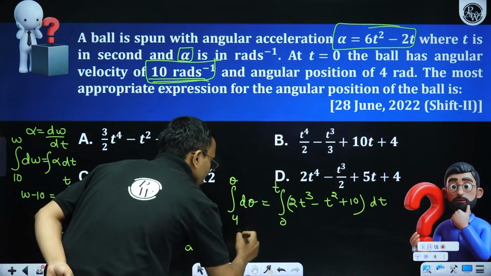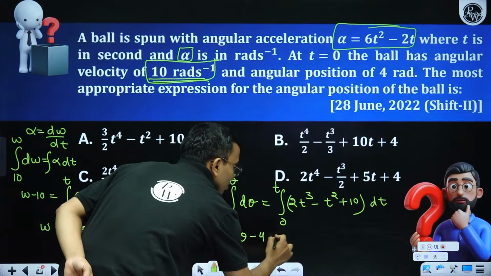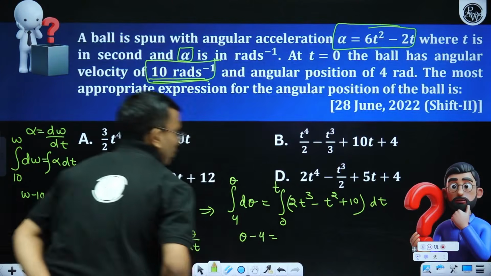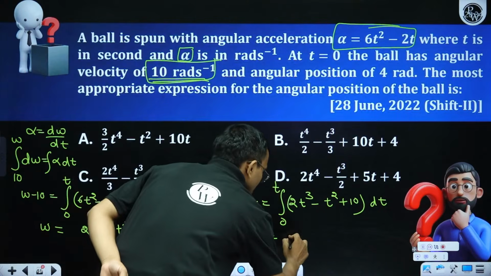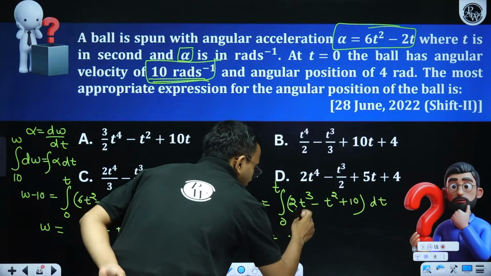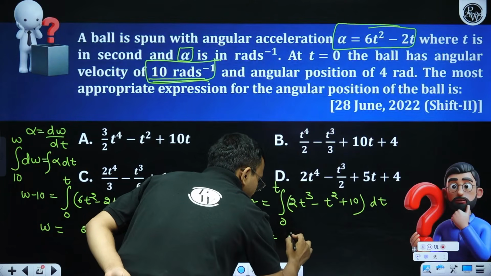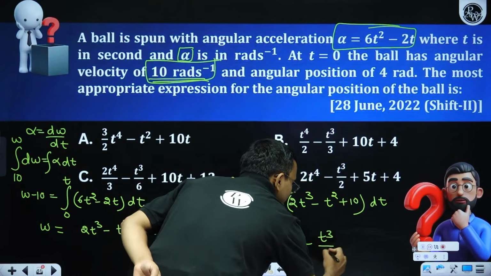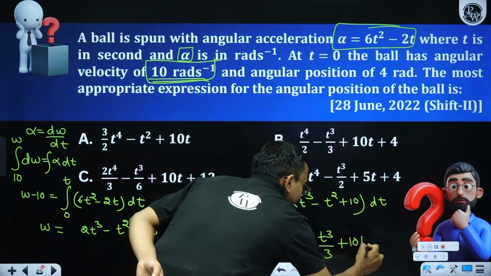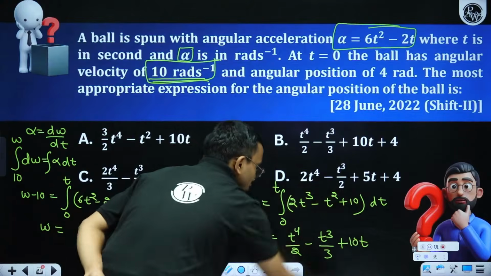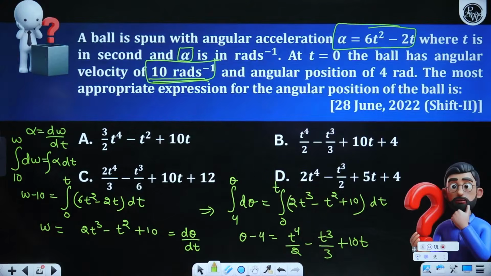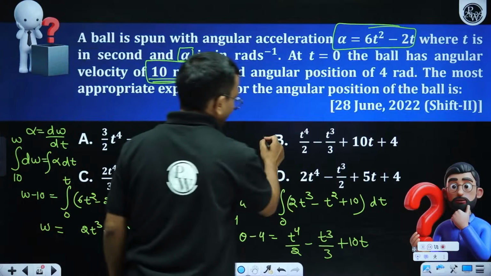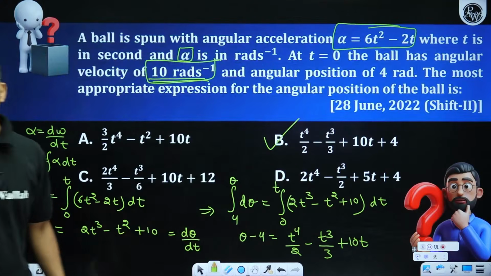Now put it. This will become theta minus 4 equals, if you integrate it, 2t to the power 4 by 4, so t to the power 4 by 2, minus t cube by 3 plus 10t, and the 4 will go on the other side, plus 4. So theta equals t to the power 4 by 2 minus t cube by 3 plus 10t plus 4. B option is coming here.